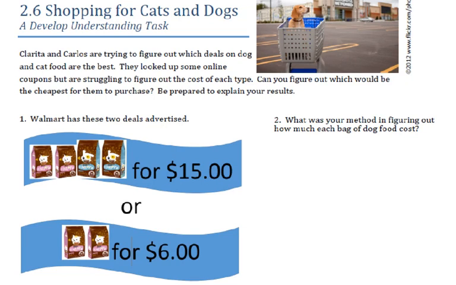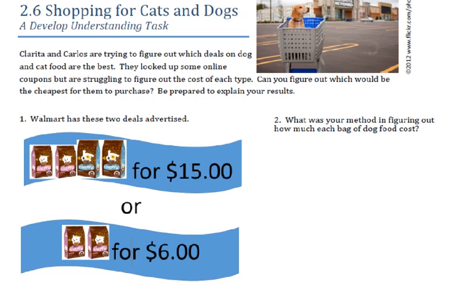Alright, Module 2.6, Shopping for Cats and Dogs. A develop understanding task. So we are just trying to get some ideas going about what's happening here. Clarita and Carlos are trying to figure out which deals on dog and cat food are the best. They looked up some online coupons but are struggling to figure out the cost of each type. Can you figure out which would be the cheapest for them to purchase? Be prepared to explain your results.